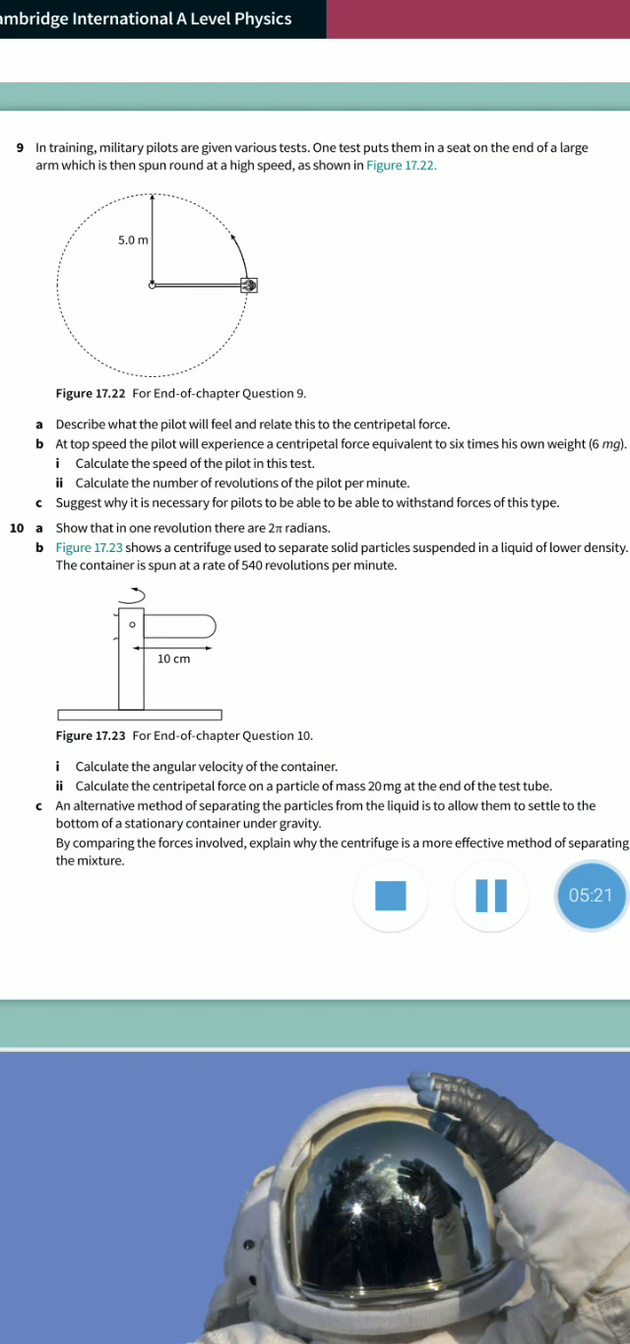Then part C. An alternative method of separating the particles from the liquid is to allow them to settle to the bottom of a stationary container under gravity. By comparing the forces involved, explain why the centrifuge is a more effective method of separating the mixture.